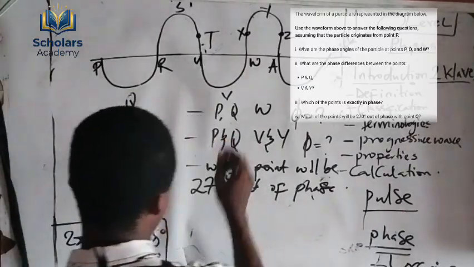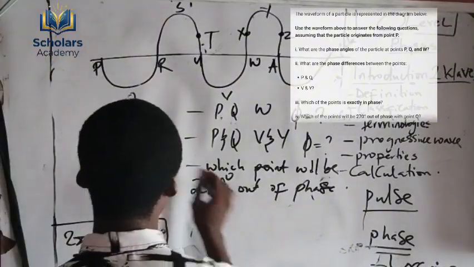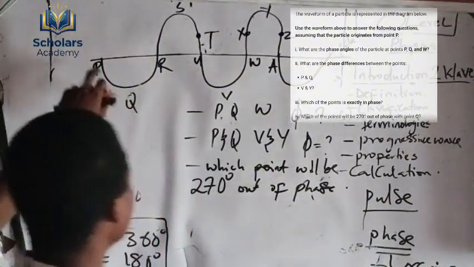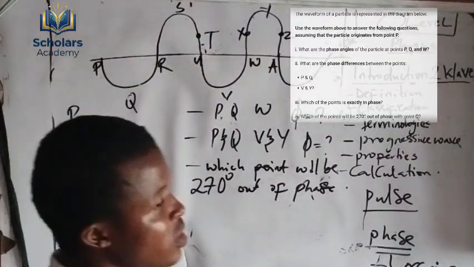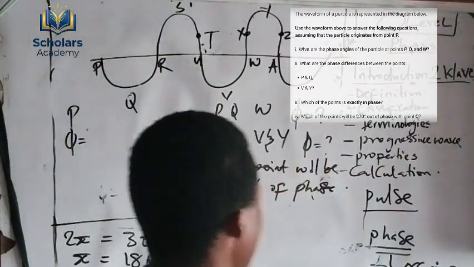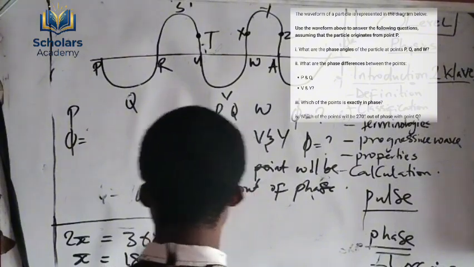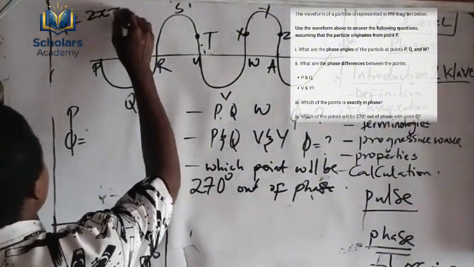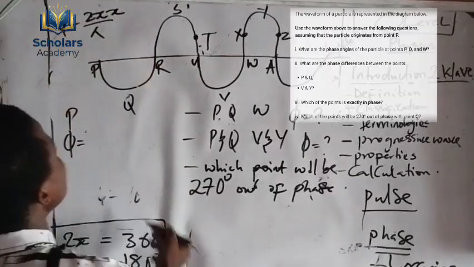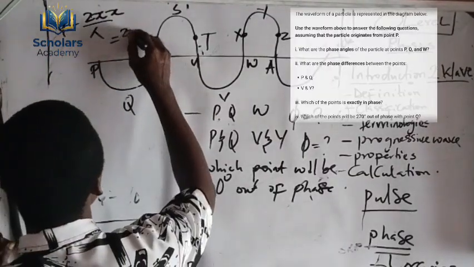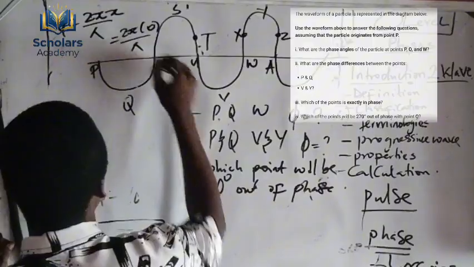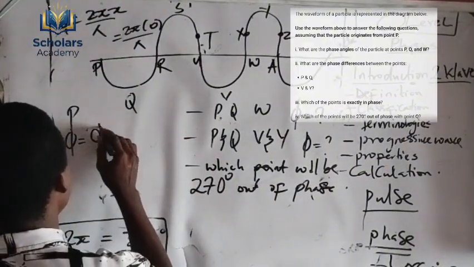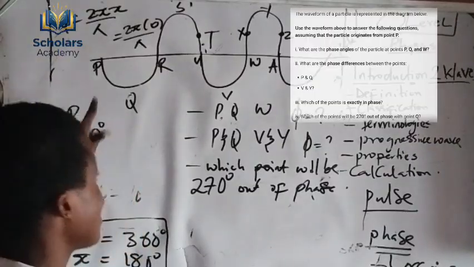Let's start with what? P, Q, and what? And W. Now, obviously, the phase angle of P, that should actually be what? 0 degree, because that's the starting point. And at that starting point, we have 0 displacement. Let me just put it for you to actually make sense. That will be 2 pi x over what? Over lambda. So since the displacement is 0, that will actually be what? 2 pi 0 over what? Lambda. So everything goes 0. So the phase angle of P, that's 0 degree, because that is actually the starting point.